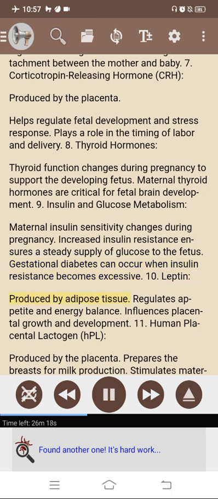10. Leptin. Produced by adipose tissue. Regulates appetite and energy balance. Influences placental growth and development. 11. Human placental lactogen (HPL). Produced by the placenta. Prepares the breast for milk production. Stimulates maternal insulin resistance to ensure fetal nutrient availability.